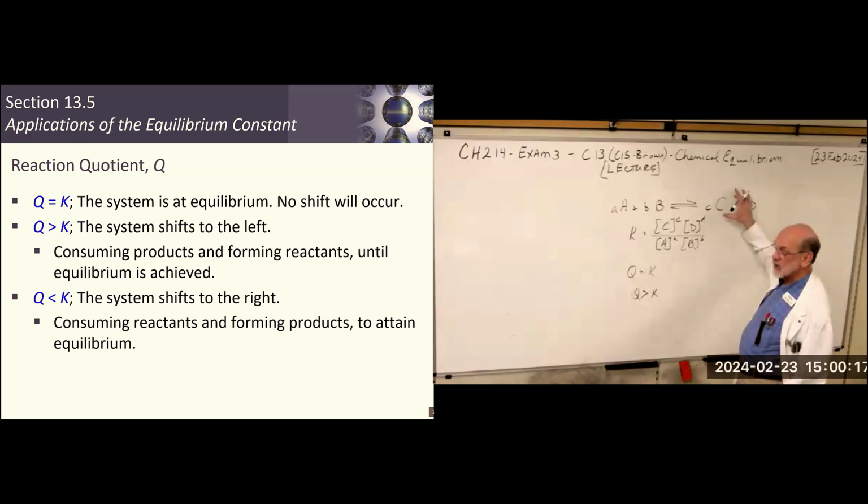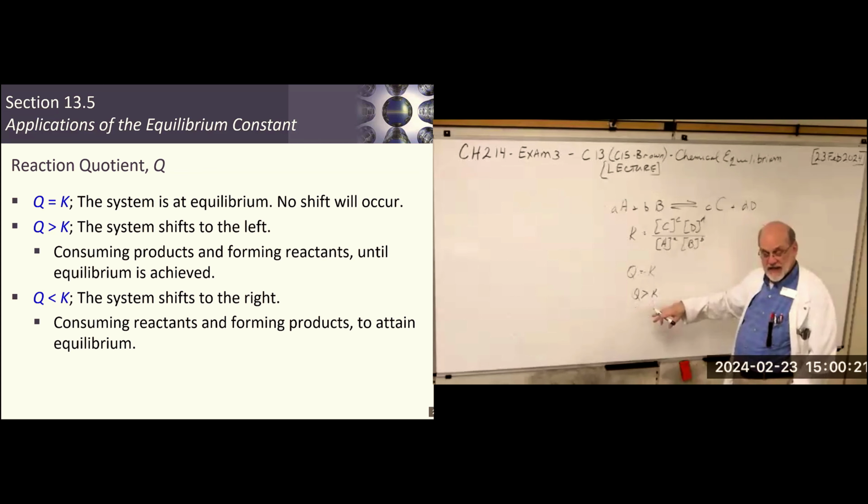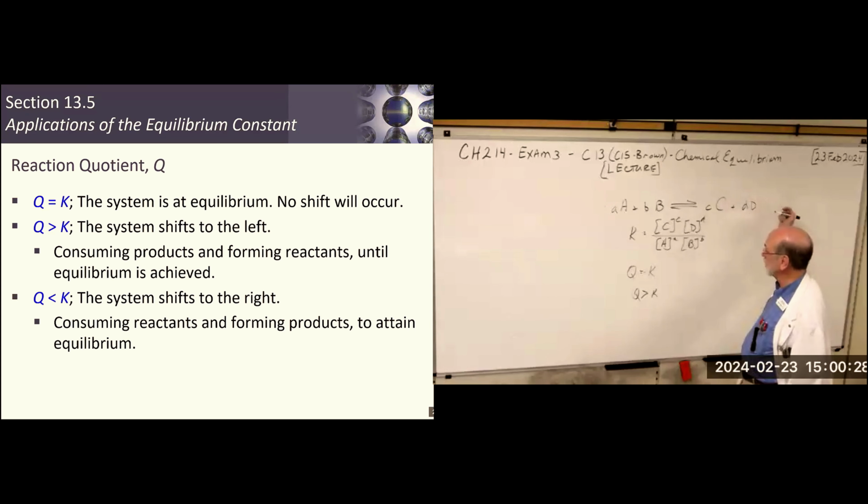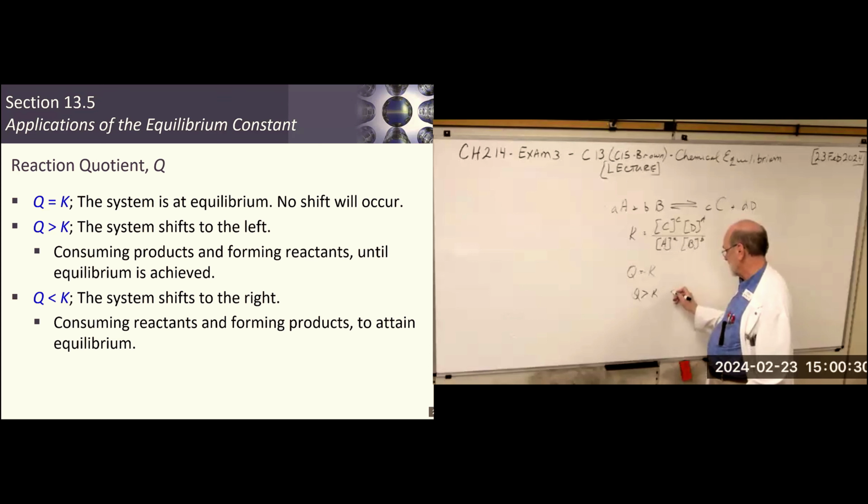That means that you have too much product. Right? Q is larger than K. That means the numerator is bigger than it should be. And if that's the case, then the reaction is going to move to the left, as written.